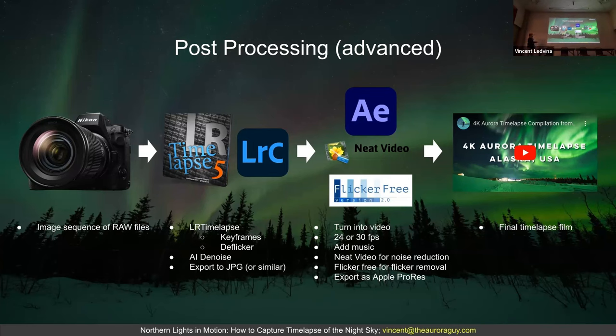You also have AI denoise. We already talked about that. So basically the exact same, but you're adding this LR Timelapse. So I'll tell you how to do LR Timelapse. But once you get into After Effects, I like to use these two plugins, Neat Video and Flicker Free. Neat Video just adds a bit more denoising to the whole equation, and then Flicker Free gives you a bit more control over the flicker. LR Timelapse actually has flicker removal in the software. Sometimes it does a pretty good job, but it needs a bit more work, so Flicker Free can help with that.